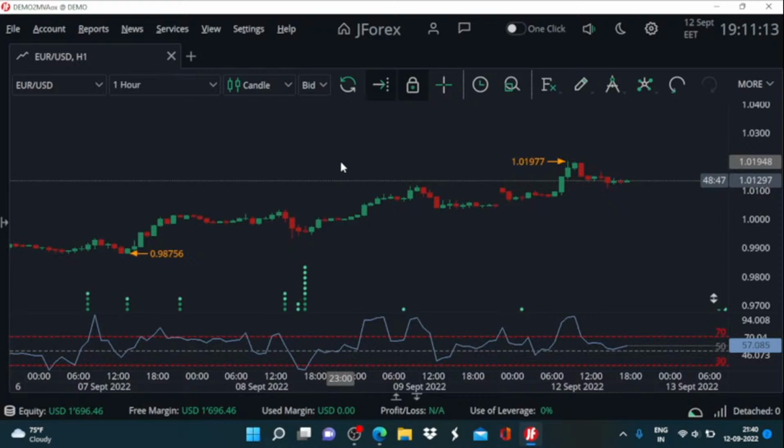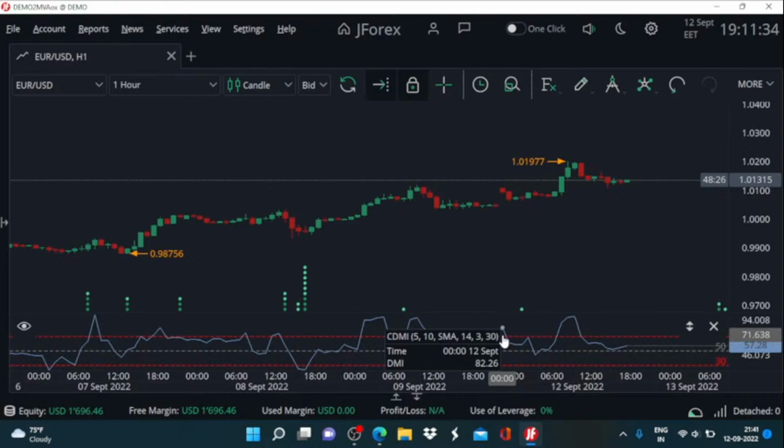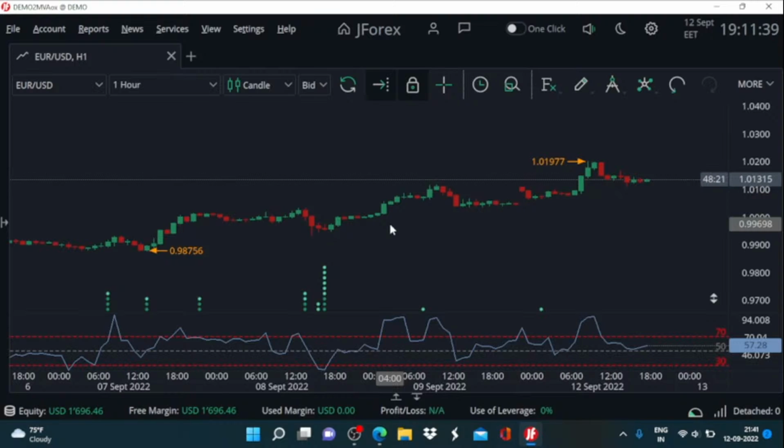So let us now head to the platform on which I have used the Euro USD's hourly time frame for these candlestick patterns, and on the lower side I have plotted the CDMI, the Chinese Dynamic Momentum Index indicator with default parameters. I haven't made any changes to its default setup, so all the input parameters are as per the default setting.